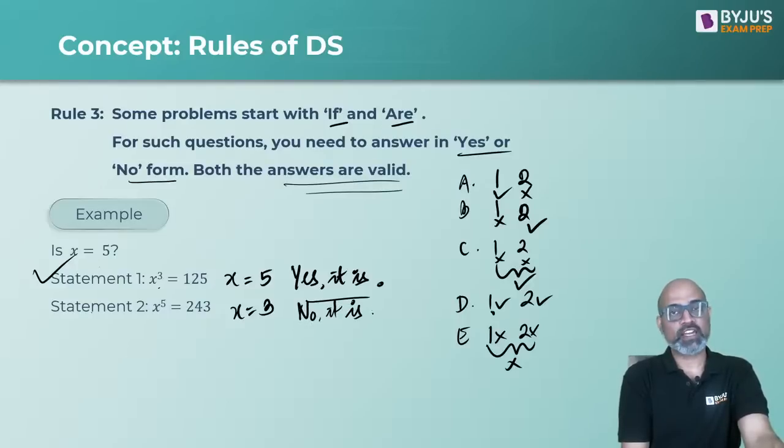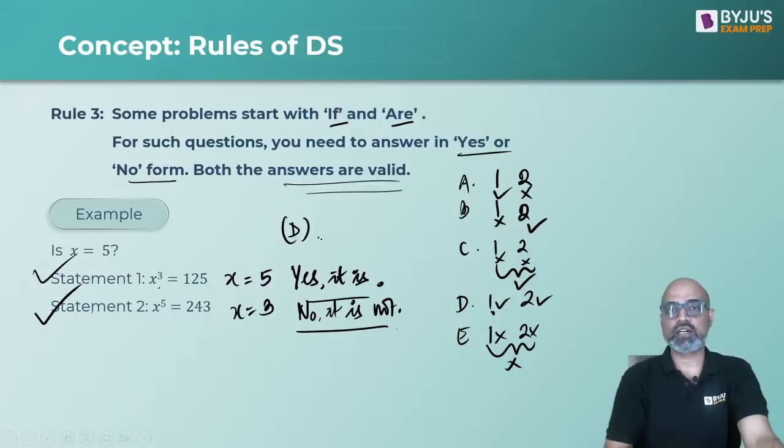Is x is equal to 5? No, it is not. Did I answer this? Yes, I just did. So, you have to mark D option. दोनों से आंसर आ रहा है. पहले से yes, it is 5. From the second statement, no, it is not.